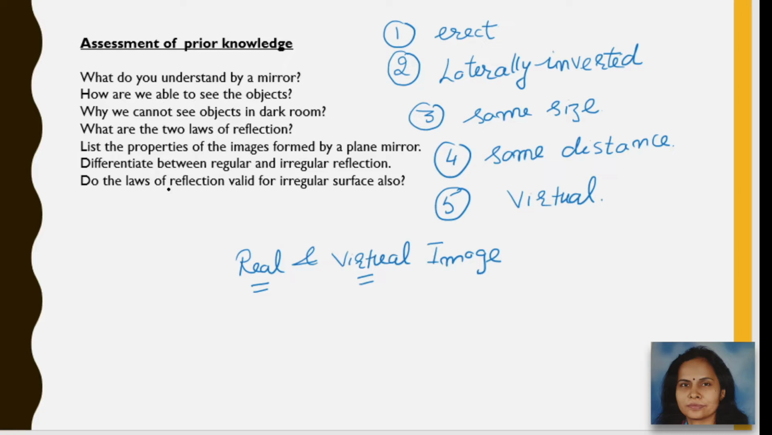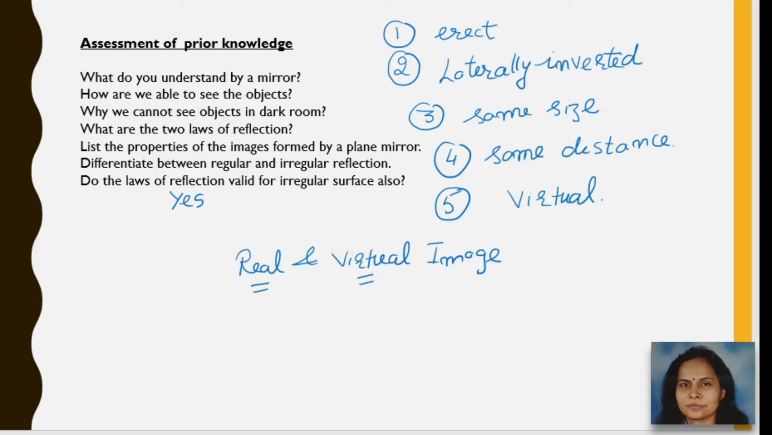And the last one is, do the laws of reflection valid for irregular surface also? So yes, the answer is yes. The laws of reflection are valid for irregular surface, whether the surface is regular or the irregular one. But at the point of incidence, angle I must be equal to angle R. So it doesn't matter whether the surface is regular or the irregular one, but the laws of reflection are valid for irregular and the regular surface as well, right?